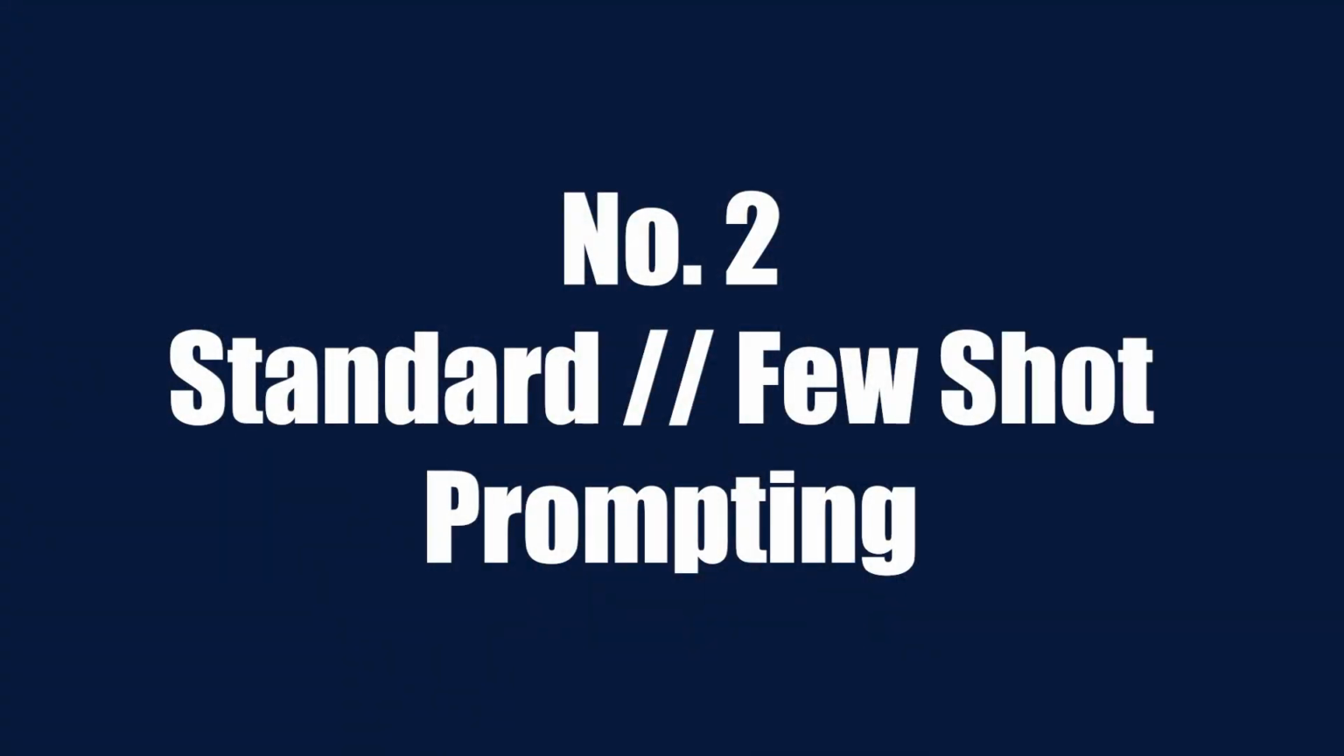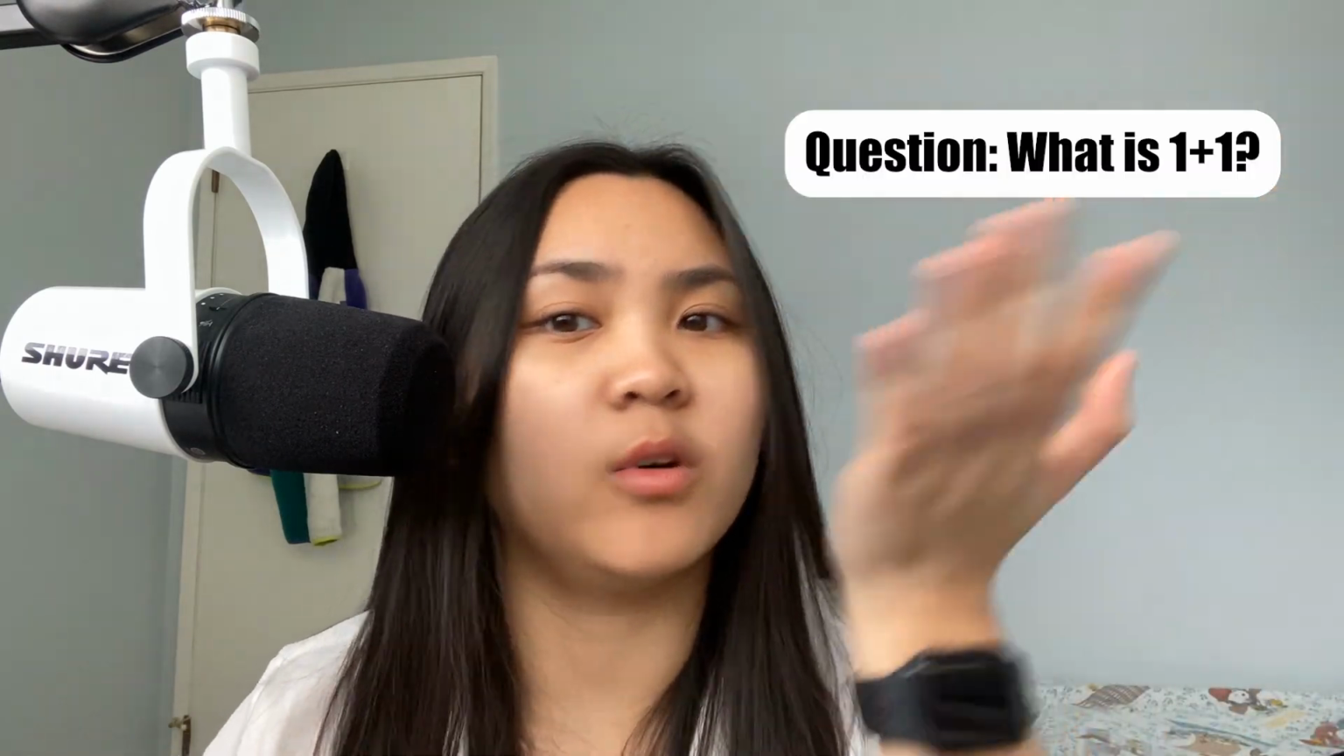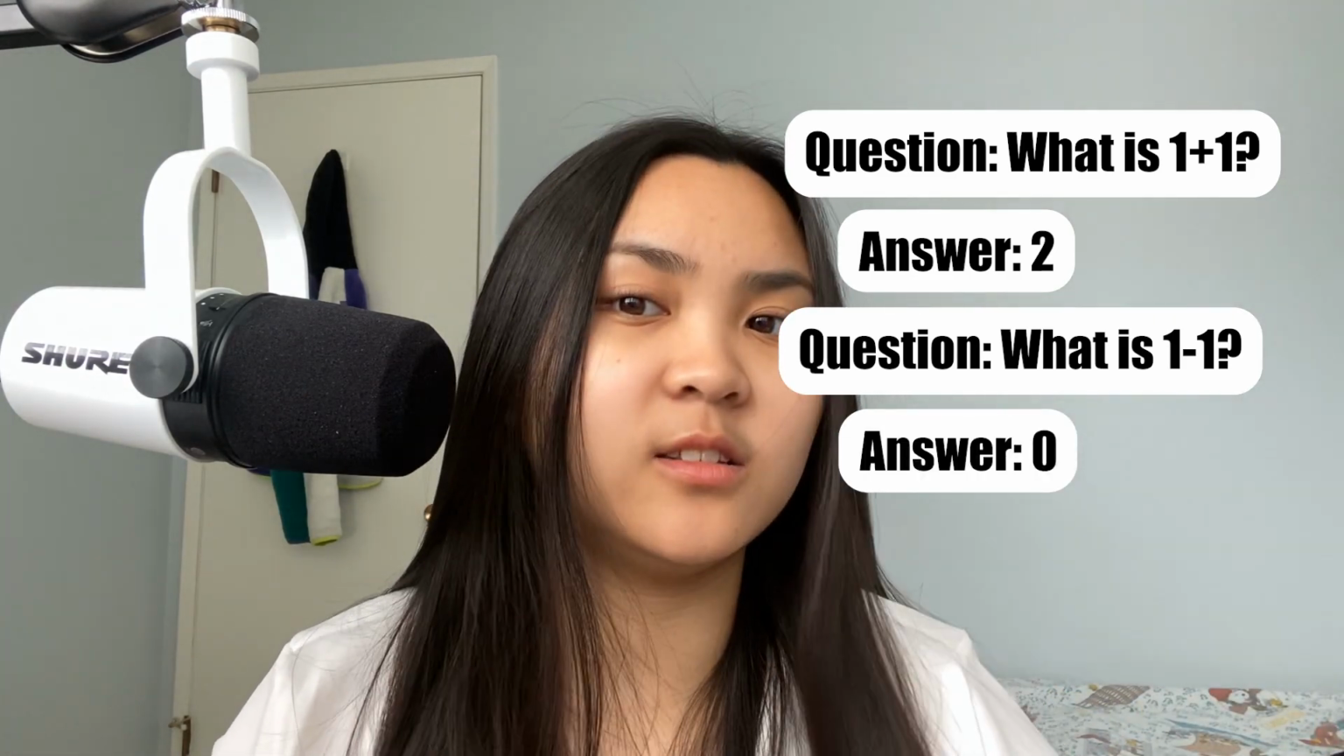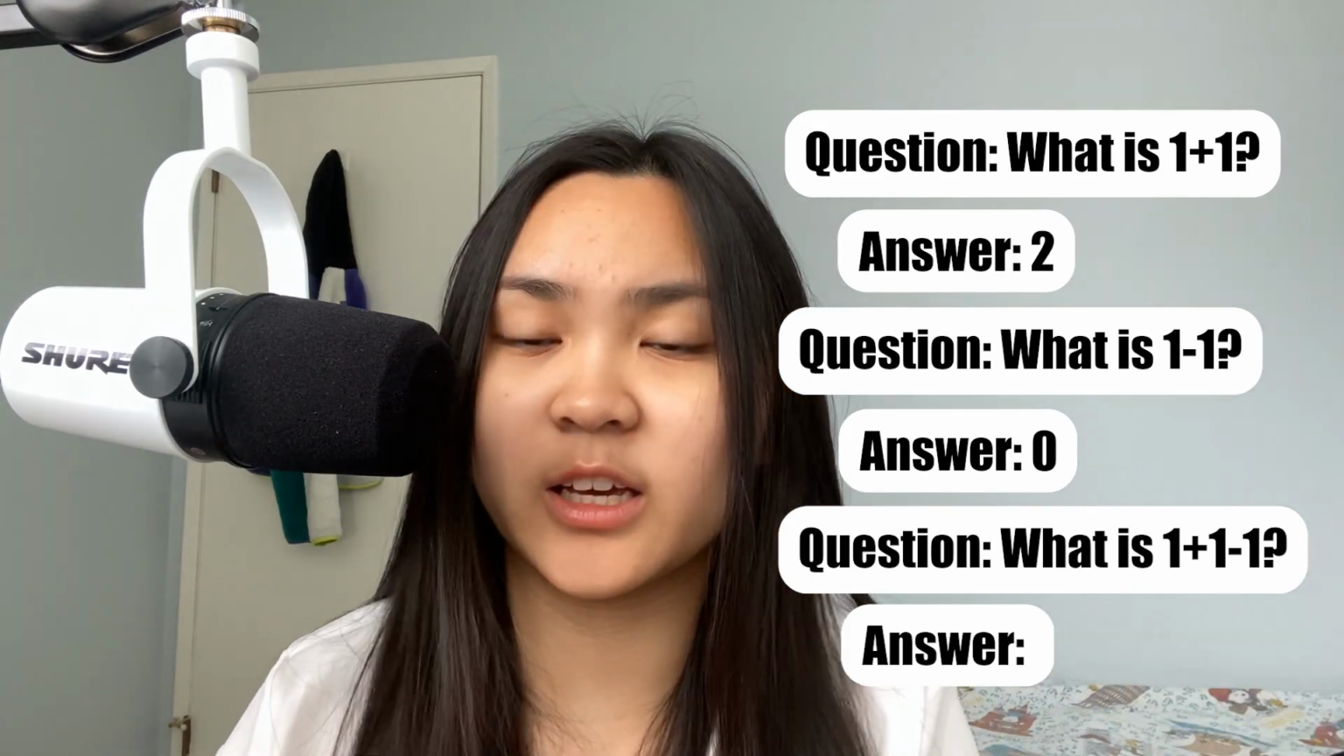Number 2, we have standard prompting or few shot prompting. So what is a standard prompt? A standard prompt is like question, answer. Few shot prompting is basically when you give it a few exemplars before. So let's say, oh, what is 1 plus 1? And then for the answer you would put 2. And then you can say, next question, what is 1 minus 1? Answer, 0. And then your last one can be your actual question.